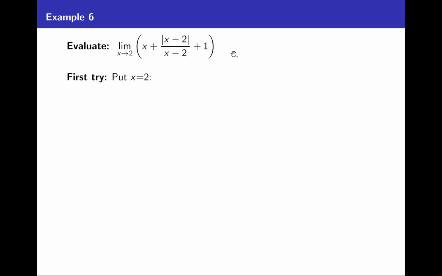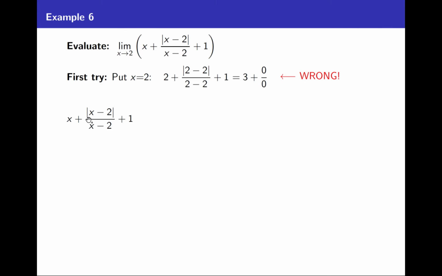Now, if we were to naively work this out by just putting x equals 2 into this function, we'd get 2 plus the absolute value of 2 minus 2 divided by 2 minus 2 plus 1. And the 2 plus 1 is 3. And the fraction turns into 0 divided by 0. So just plugging in x equals 2 is clearly wrong because we're getting 0 divided by 0. So we have to be somewhat more clever here. And the key to this problem is to look at this function we're taking the limit of.